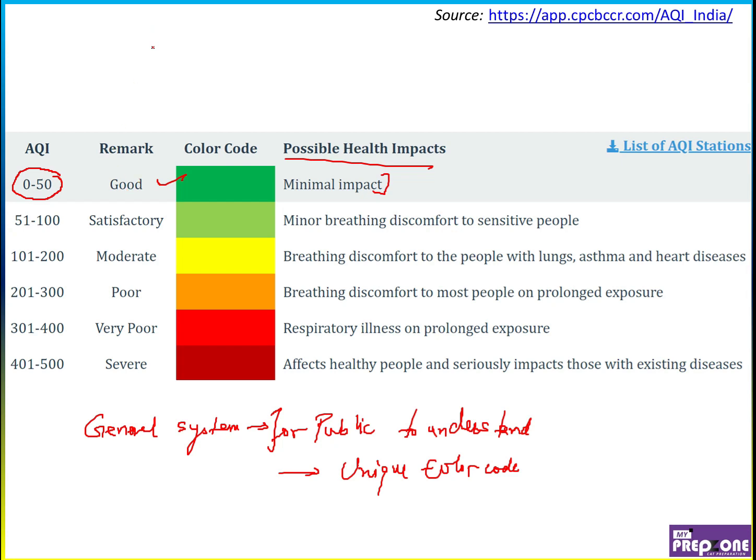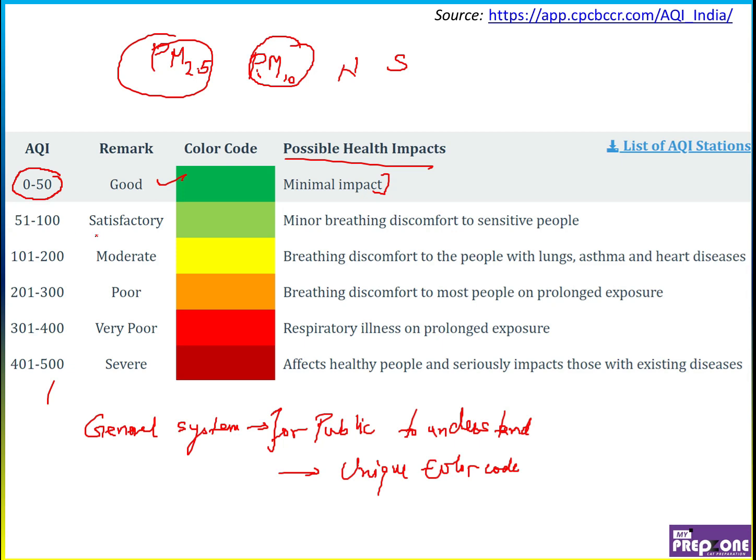Now, what are these pollutants? These pollutants are PM 2.5, PM 10, some oxides of nitrogen, some oxides of sulfur, etc. Of which the most important ones are PM 10 and PM 2.5. When we talk about air quality index, this is about PM 2.5. So let us see what we are talking about here.